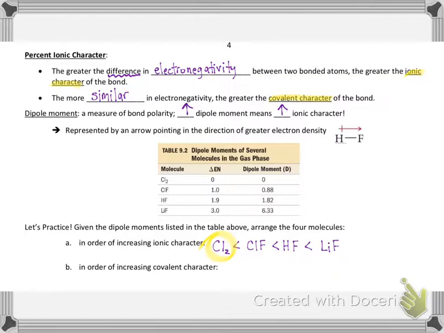Okay, well, clearly chlorine gas has the smallest ionic character because the chlorine to chlorine bond is exactly equal. So then notice, of course, there's only one actual ionic compound here, lithium fluoride. So, of course, that's going to have the greatest ionic character. And then in between are the ClF and HF, just by looking at their difference in electronegativity. Now, of course, increasing covalent character, well, that's backwards.